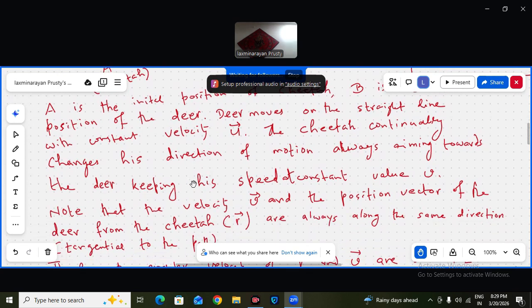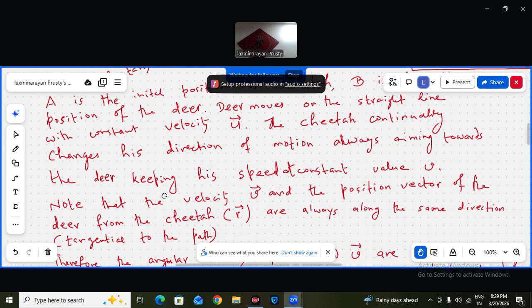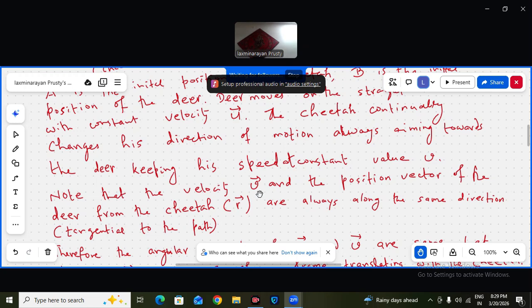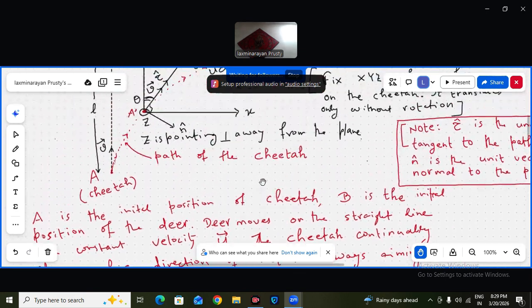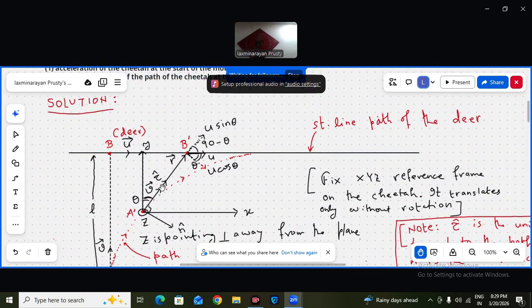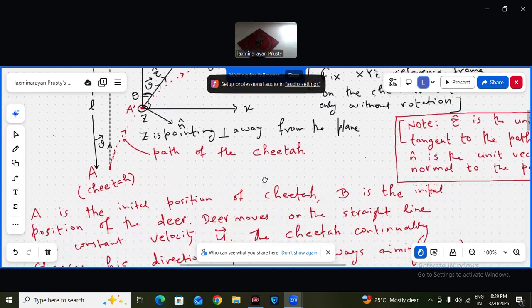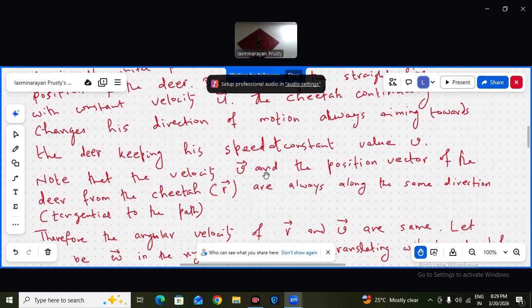All this, whatever I told you, I have already explained. Note that the velocity v bar and the position vector of the deer from the cheetah, r bar, are always along the same direction. I have already mentioned this: v bar, r bar, and this is tau bar. Tau is the tangential unit vector. So r bar, tau cap, v bar are all in the same direction, always. Okay.